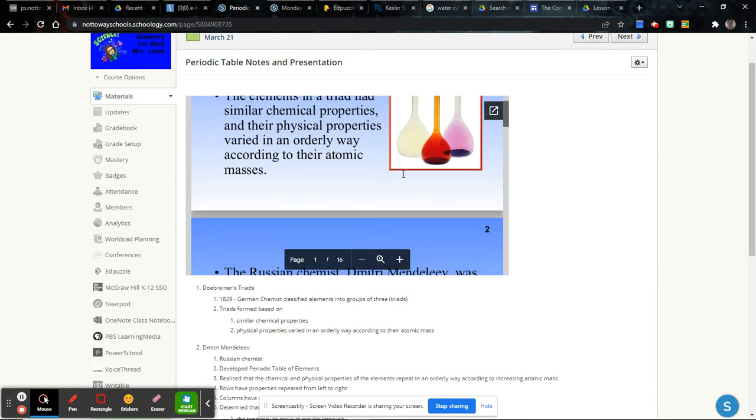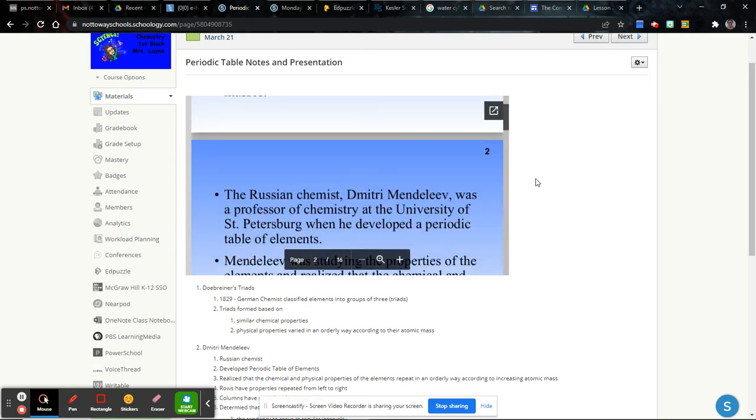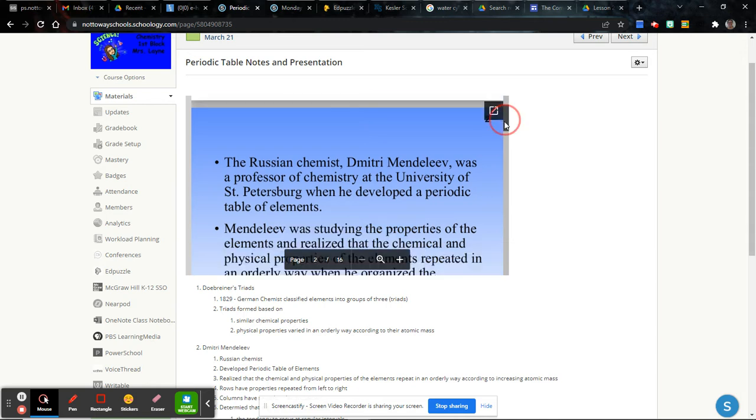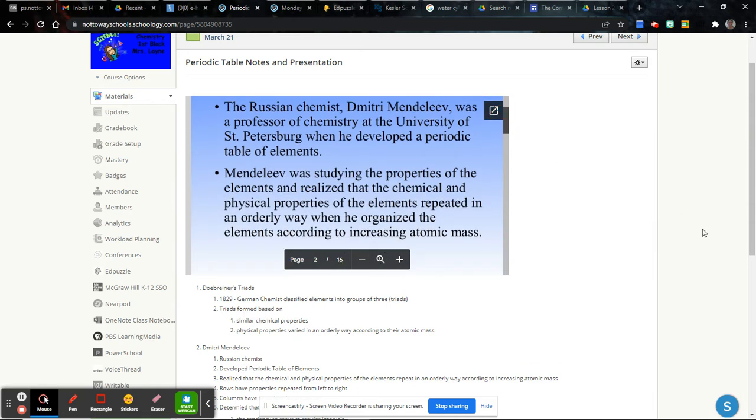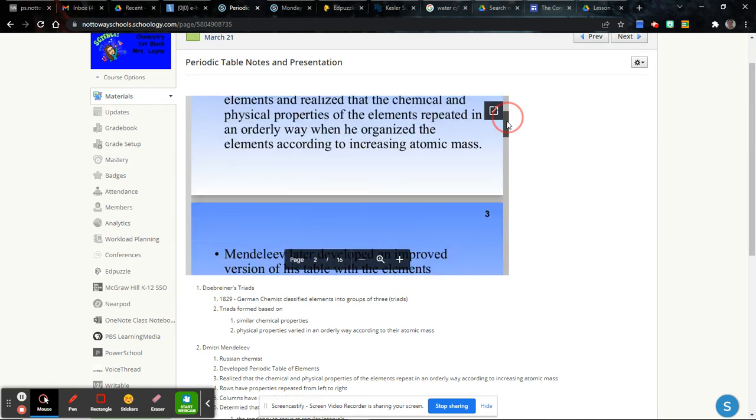Now, he was followed up by Dmitri Mendeleev, a Russian chemist, and he actually is the one that we really credit with the table of elements. What he did was he noticed that, yes, the properties of elements are related to their physical and chemical situations, and that they do go in an orderly manner according to atomic mass.